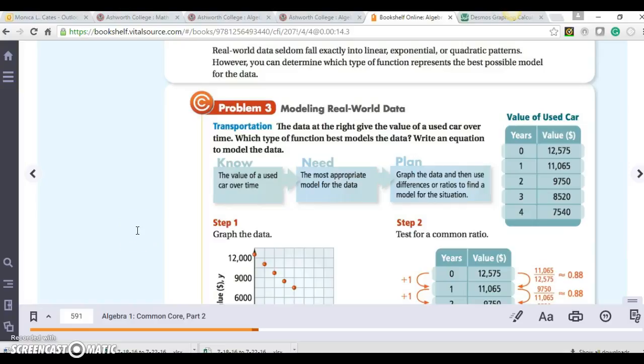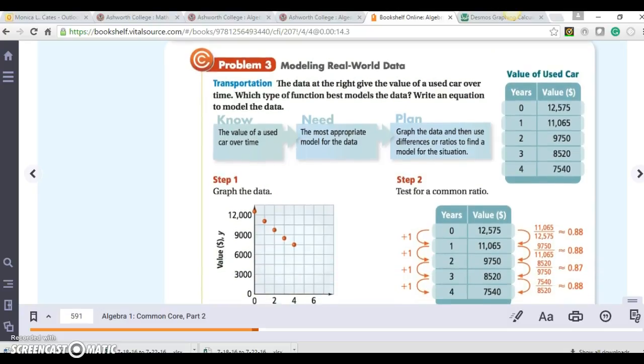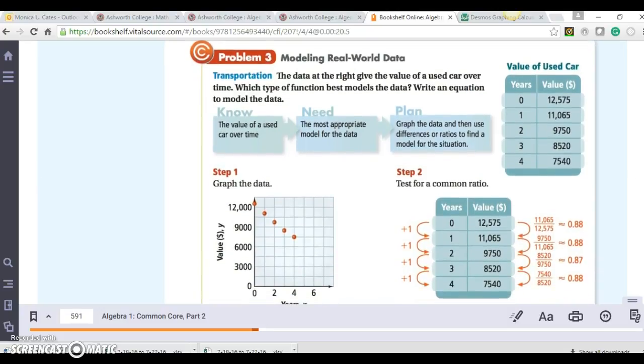Okay, we're still looking at lesson 9-7. It says real world data seldom falls exactly into linear, exponential, or quadratic patterns. So we might get really close, but they're not going to be exactly like we would with the made-up model. However, you can determine which type of function represents the best possible model for the data. So let's look at example problem 3, modeling real world data.